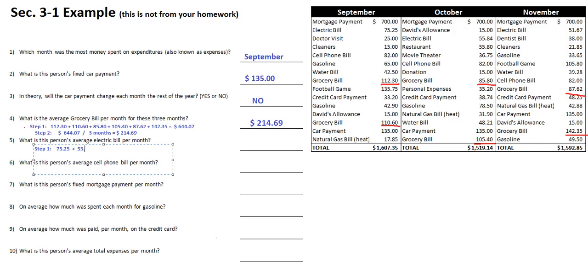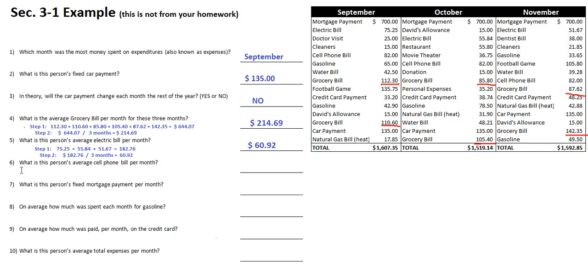In October, it was $55.84. And it was $51.67. I take out my calculator, I start adding them up after I've shown my work, and I get $182.76. But once again, we have to divide. We're going to take that $182.76 and we're going to divide it by the number of months once again. You notice the pattern? Always dividing it by months. And you get 60.92. Alright, so write that over here on the line.